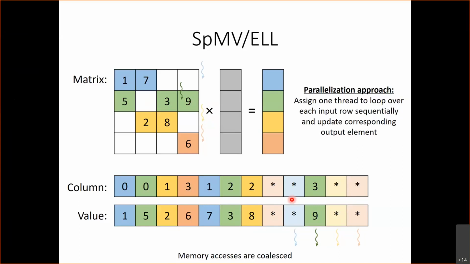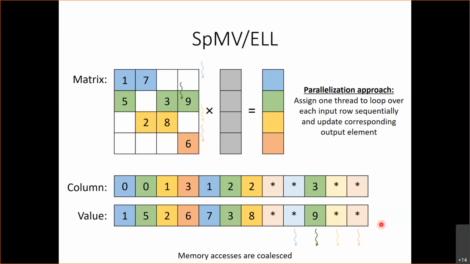And in fact, if we wanted, we could have done a non-zero based parallelization for ELL. We could have assigned a thread to every non-zero, and then had the thread atomically update the output. I'm not going to implement that, but hypothetically we could do that. So in terms of accessibility, ELL gives us more accessibility than COO and CSR.